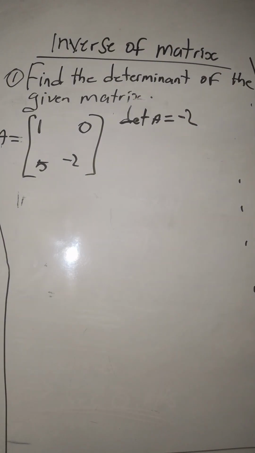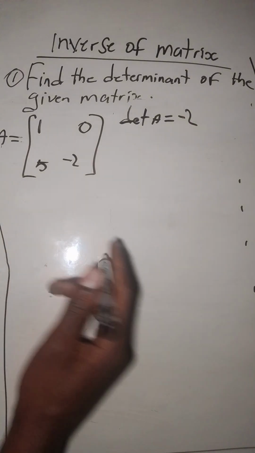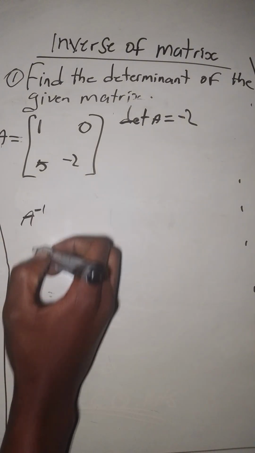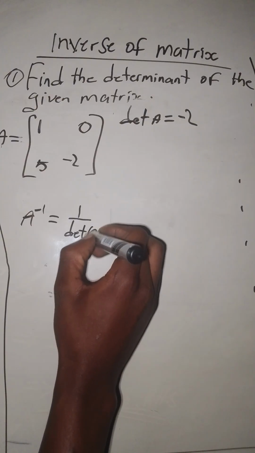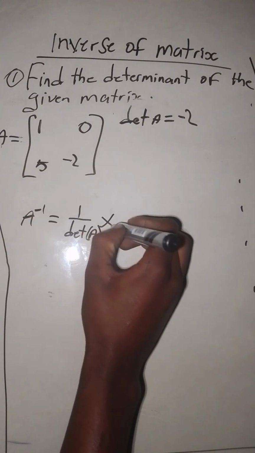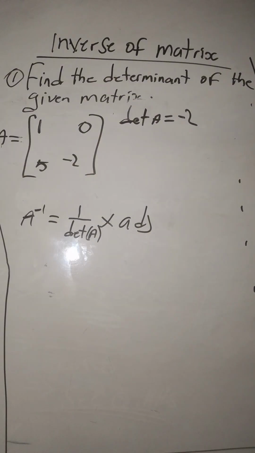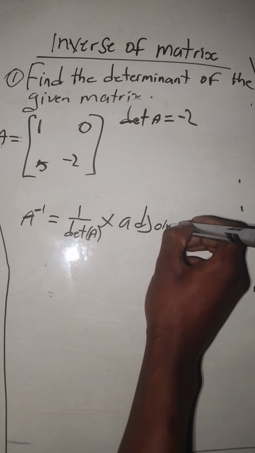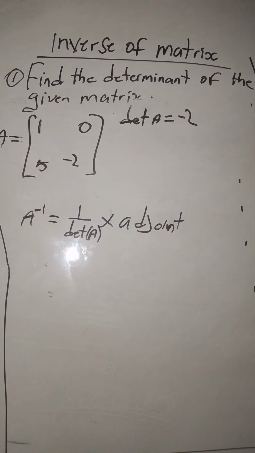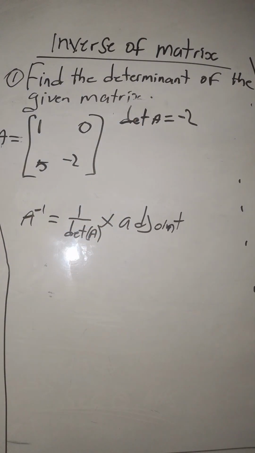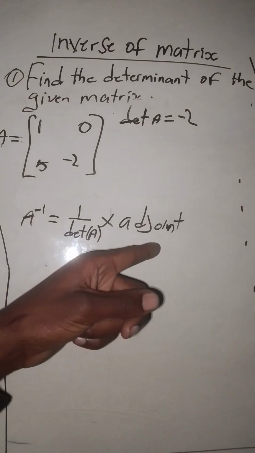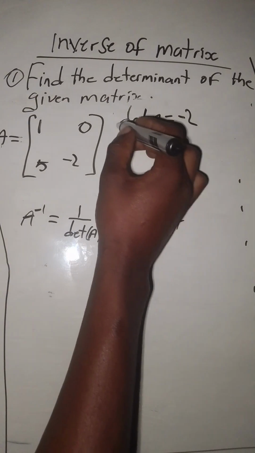Now, how do we find the inverse? The formula for the inverse is: the inverse of A is equal to 1 over the determinant of A, times the adjoint. We know the determinant we've already calculated is -2. Now, you are supposed to find the adjoint because it's what we don't have in the formula there.